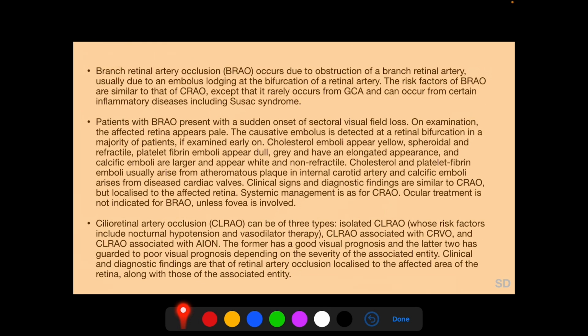Branch retinal artery occlusion occurs due to obstruction of a branch retinal artery, usually due to an embolus lodging at the bifurcation of a retinal artery. The risk factors of BRAO are similar to that of CRAO, except that BRAO rarely occurs from giant cell arteritis, and that BRAO can occur from certain inflammatory diseases, including Susac syndrome.